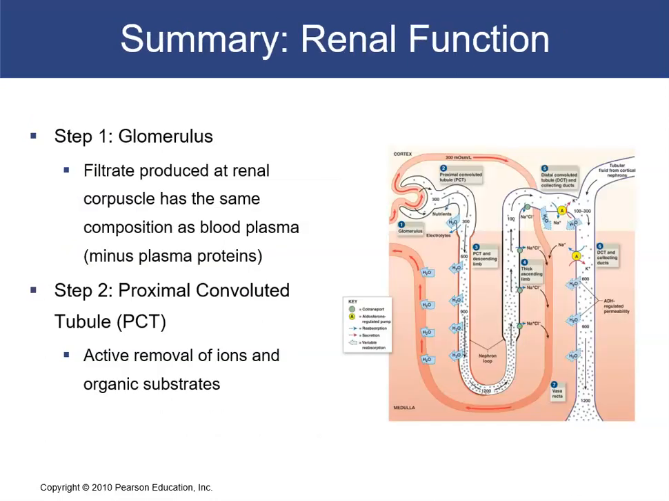All right, let's summarize what we have just done, the whole process of renal function. Everything begins with the glomerulus. This is where the filtrate is produced, and the filtrate is produced by the renal corpuscle. Remember that the filtrate has the same composition of blood plasma minus the plasma proteins. Then it moves into the proximal convoluted tubule. This is where you see the active removal of ions and organic substrates.